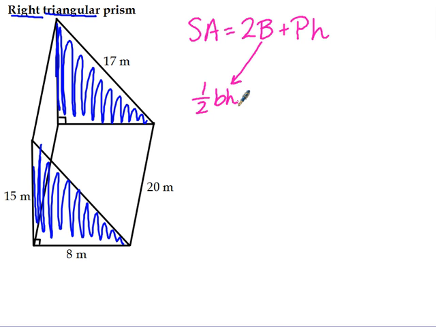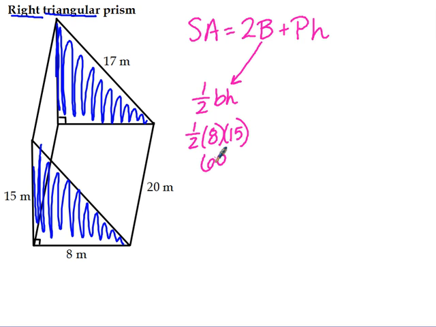Now, this h and this h are different. This h just deals with the triangle. This h deals with the prism itself. So they're 2 different values. This, we're just focused on this blue triangle. So it's going to be 1/2 times 8 times 15, which gives me 60 for capital B.